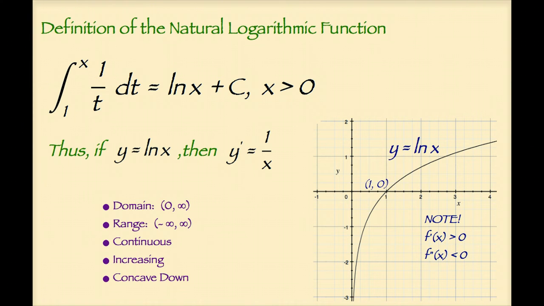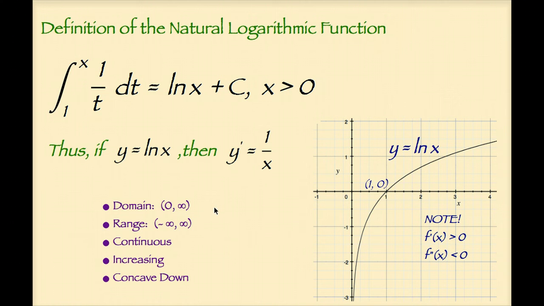The natural logarithmic function is defined to be that integral. The integral of 1 over t dt is the natural log of x. Thus, if y equals the natural log of x, then y prime is equal to 1 over x. Here is a graph of the natural logarithmic function.